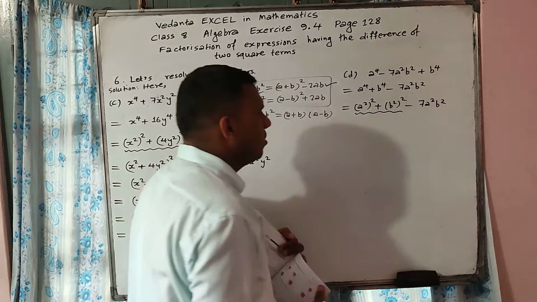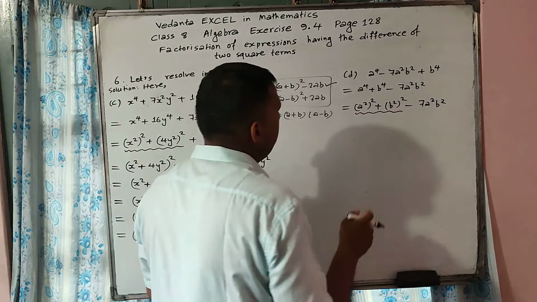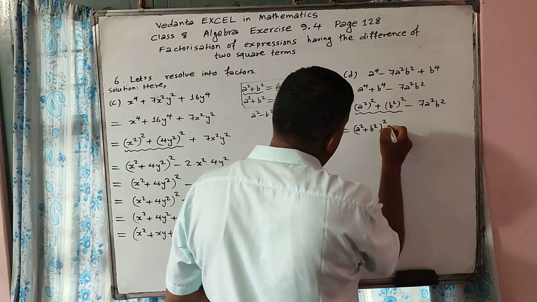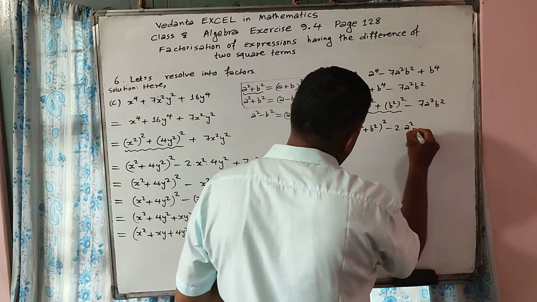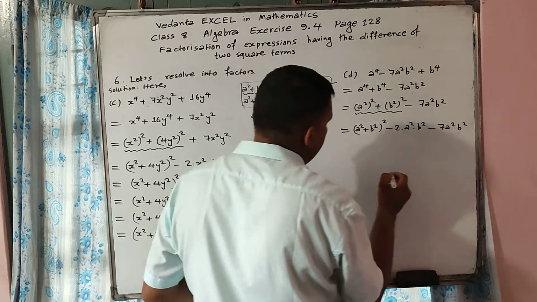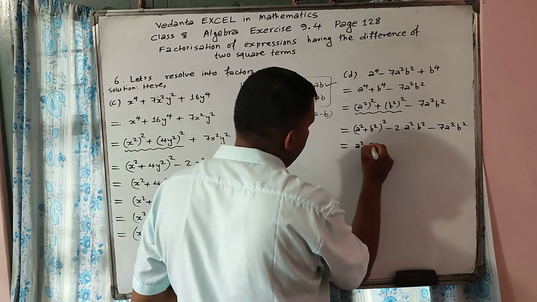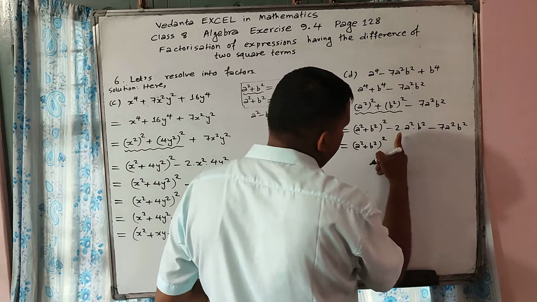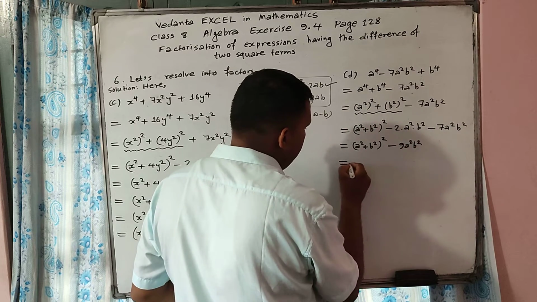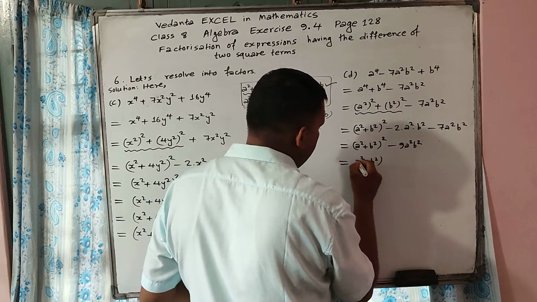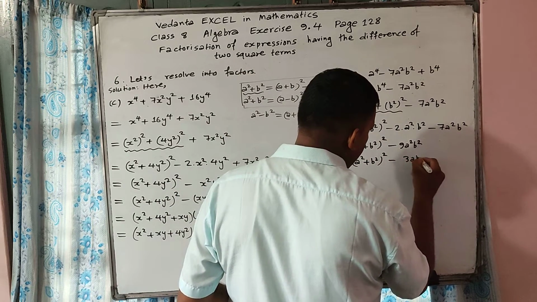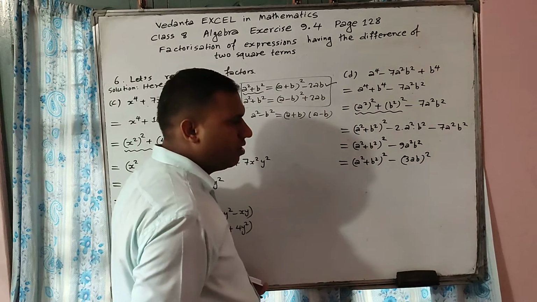Now it makes a² + b² form, so applying the formula again: (a² + b²)² − 2·a²·b² − 7a²b². This equals (a² + b²)² − (2 + 7) = −9a²b². This equals (a² + b²)² − 9a²b², that is 3², so (3ab)² for 9a²b².